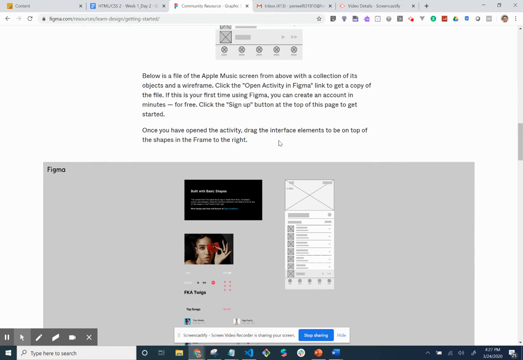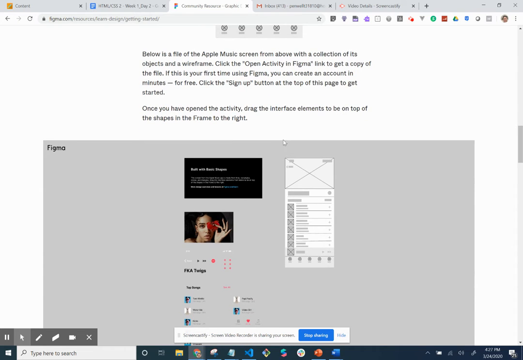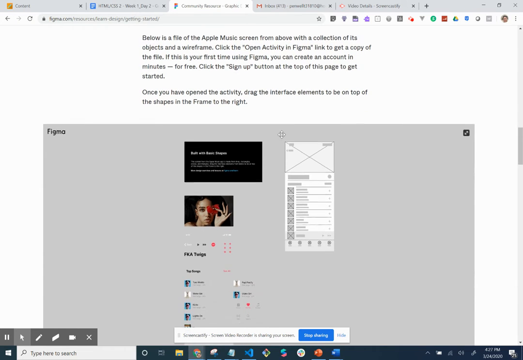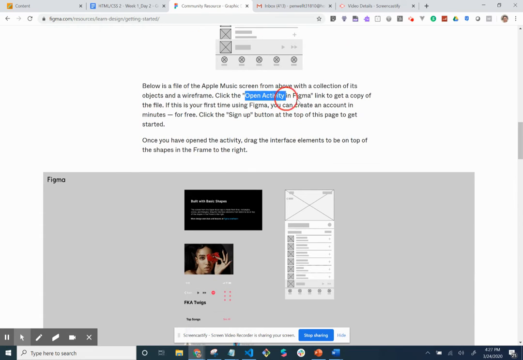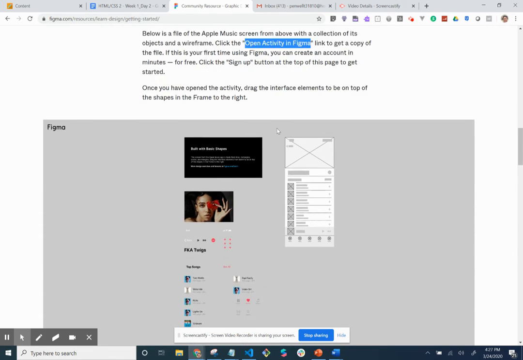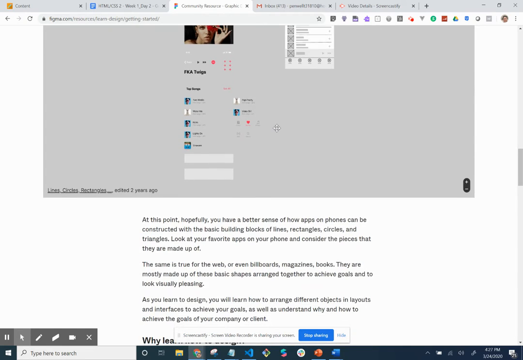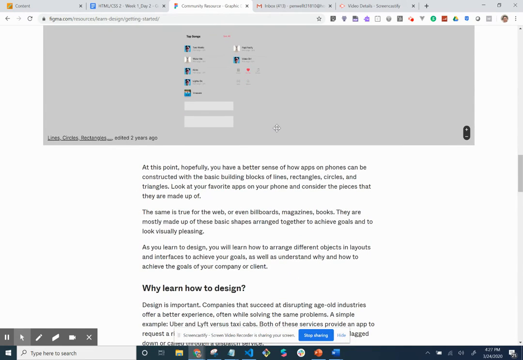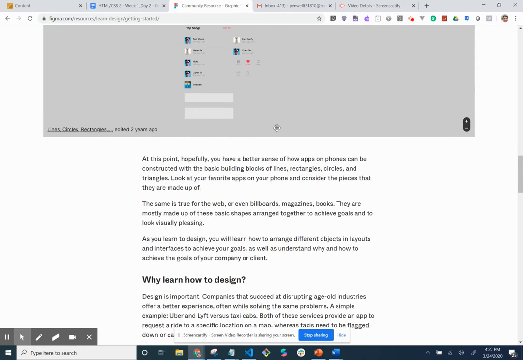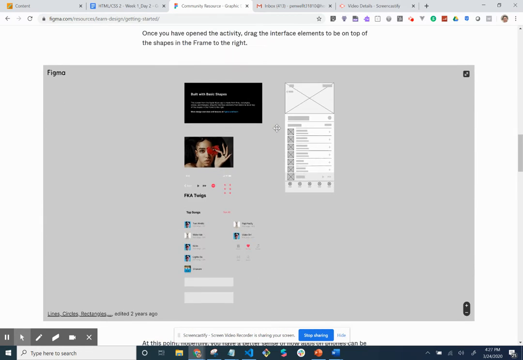If this is your first time using Figma, you can create an account. So everybody's going to need to create an account eventually. We don't need to do this right now. This is kind of just an introduction. And I know there's a lot of assignments on this particular subject matter, so we don't need to do that one. I don't think so anyways.